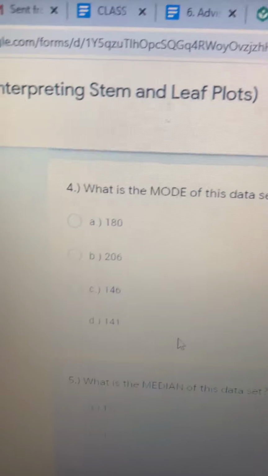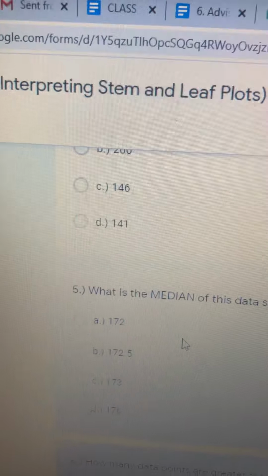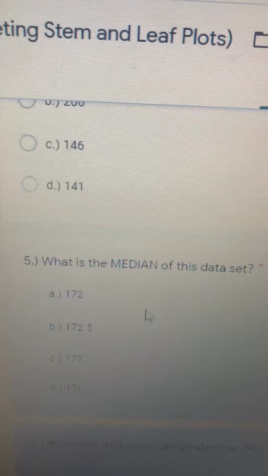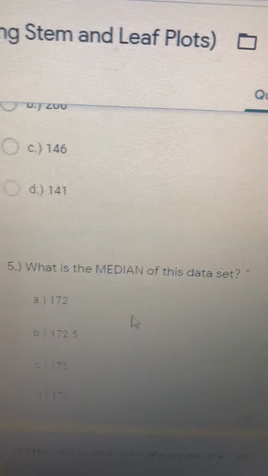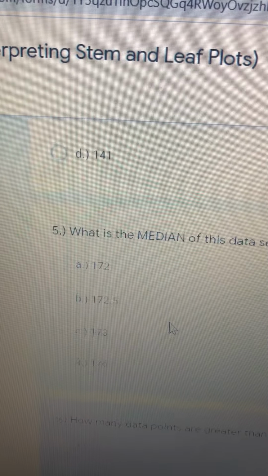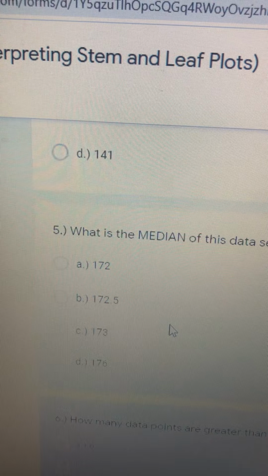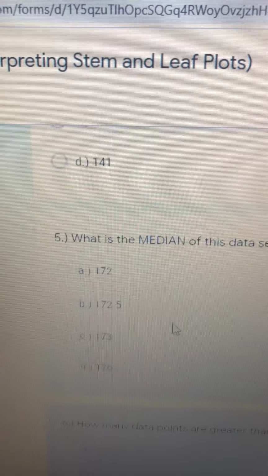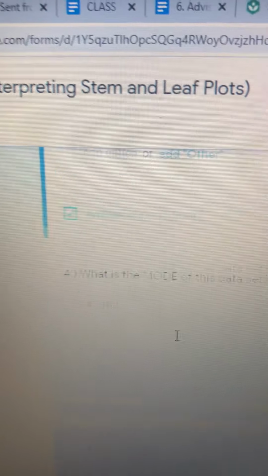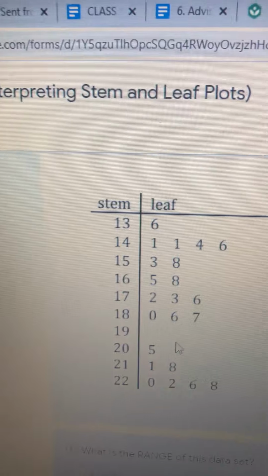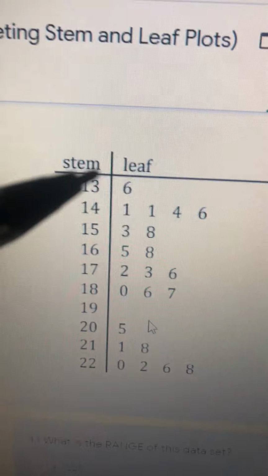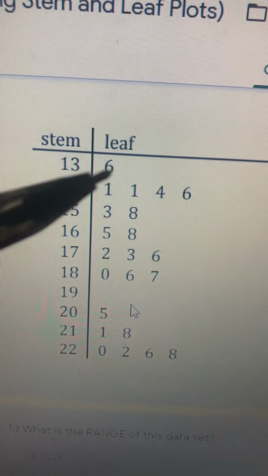Letter D. All right, number 5. What is the median, right? So if you already went through and labeled them and wrote them out from least to greatest, you could see that there were 2 numbers that were left for the median. Okay, so I'm going to show you a way to do the median using a stem and leaf plot. All right, so let's go back up to here.